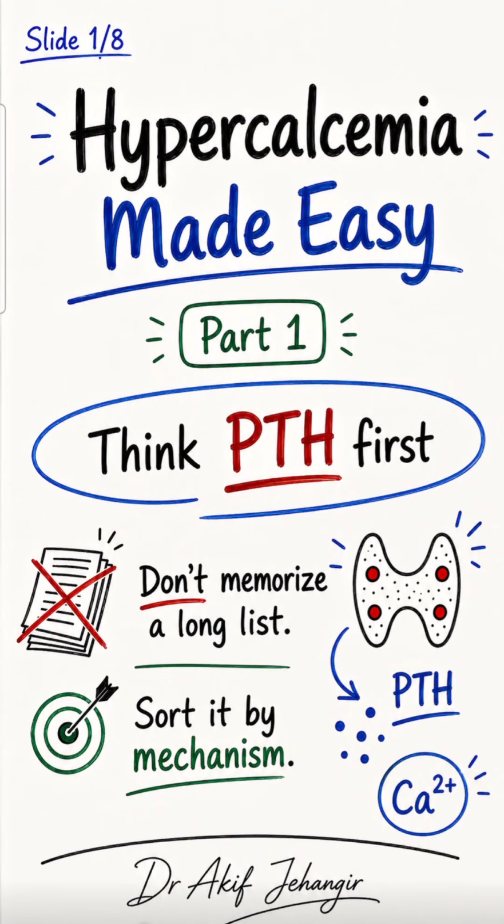Hypercalcemia becomes much easier when you stop memorizing causes as a long list. In Part 1, the approach is simple. Confirm the calcium, check PTH, and decide whether PTH is driving the hypercalcemia.